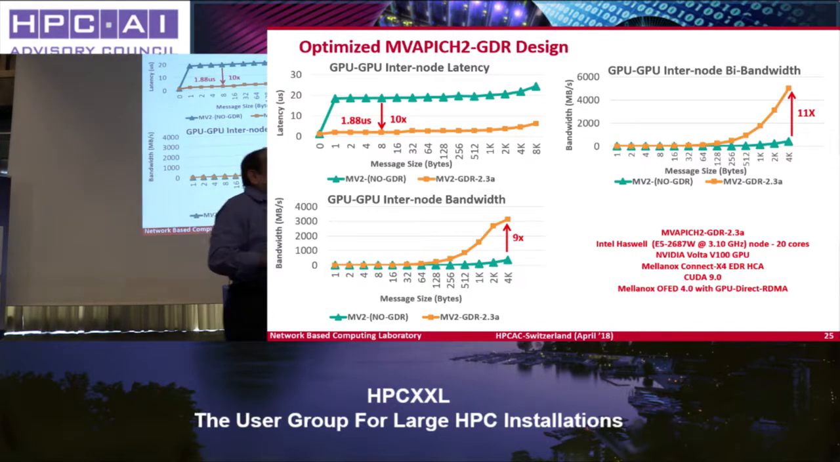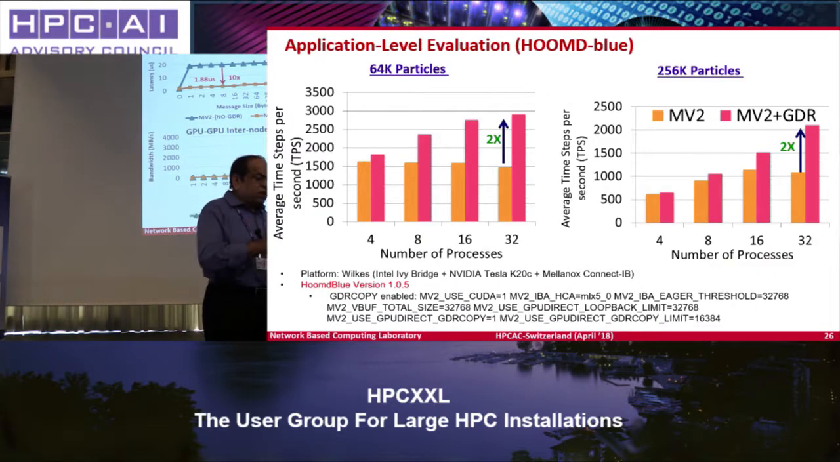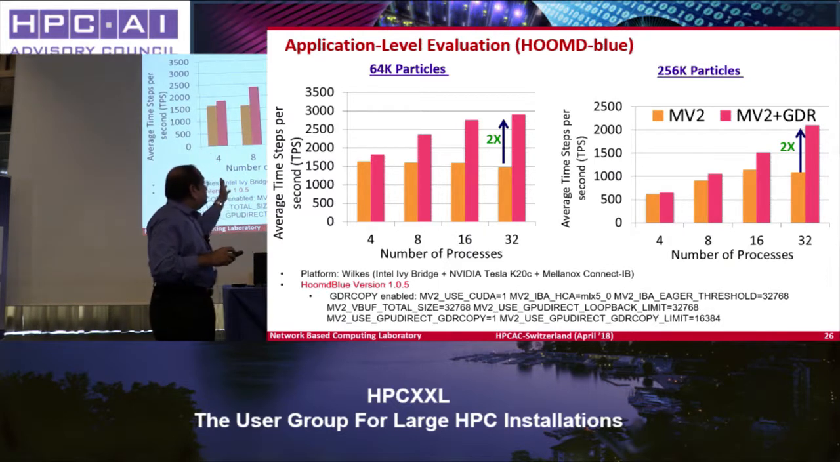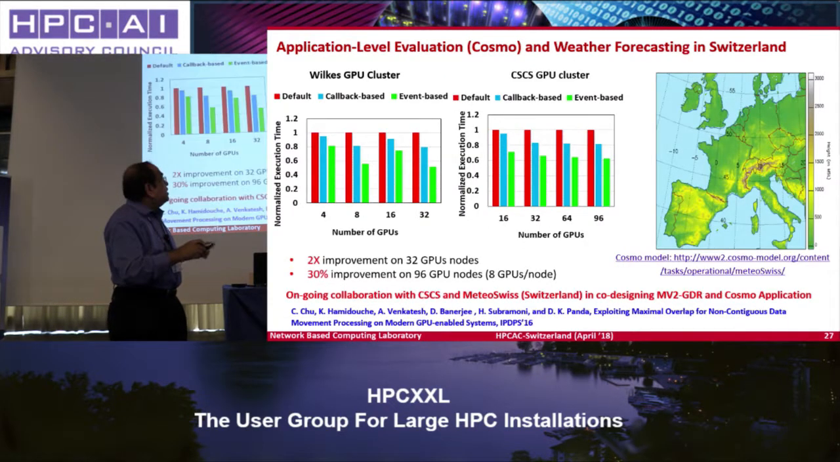It's the basic InfiniBand. The host-to-host number is around 1 microsecond, as I showed. With another 0.88 microseconds, we are able to send data from a GPU to GPU. With those kinds of designs, you can see there's an application, HOOMD-blue, where you can get a 2x improvement. And this is our classic showcase.